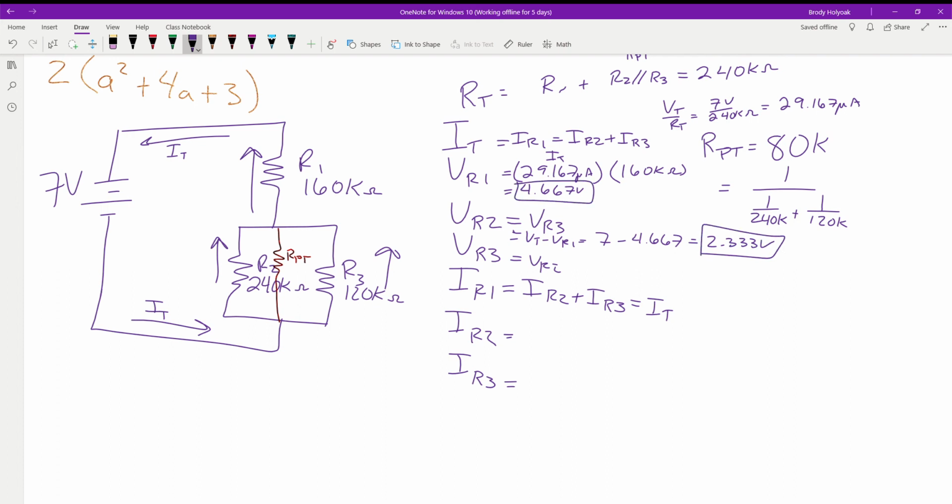Sorry, this is getting a little crowded. I will try to box the answers. Okay, so VR2 is equal to this. We know VR3 is going to be equal to that same value, so that's just another one we don't have to bother calculating. And IR1, which we already found.